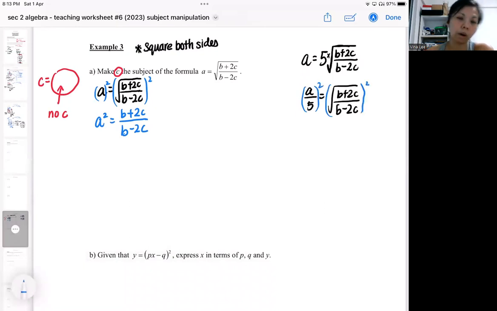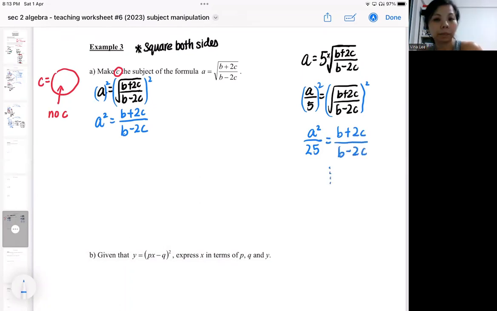Then you go and square. And if you square, do remember to square the top and square the bottom. And then you proceed with your cross multiplication. So that is when there is a number outside a square root. Because it's a multiplication, you should divide both sides by that number first. Otherwise, I'm going to continue this question with cross multiplication.